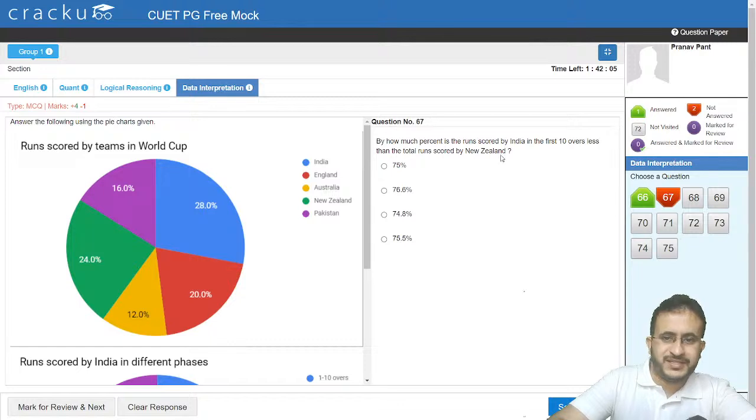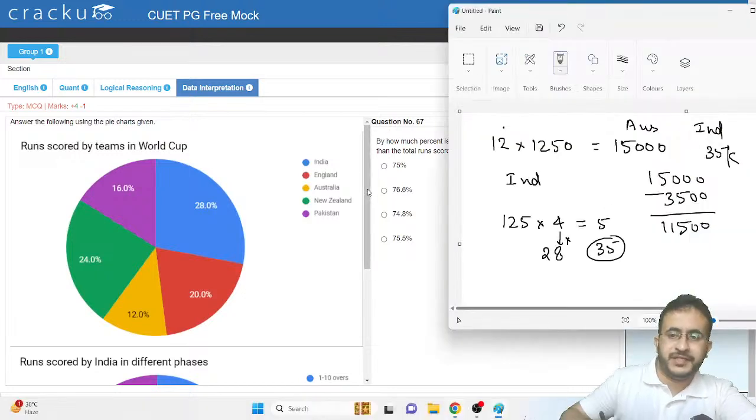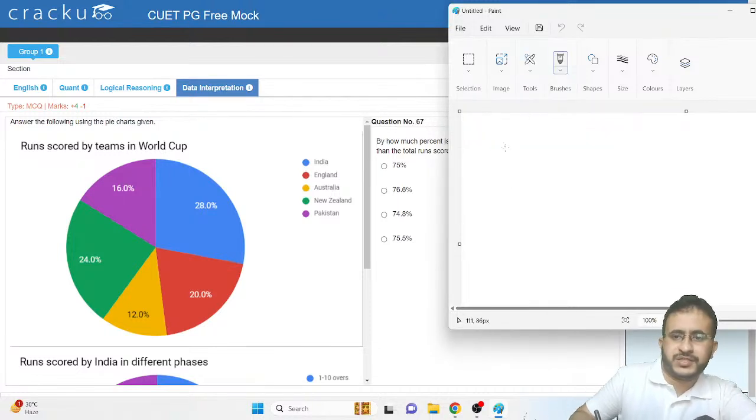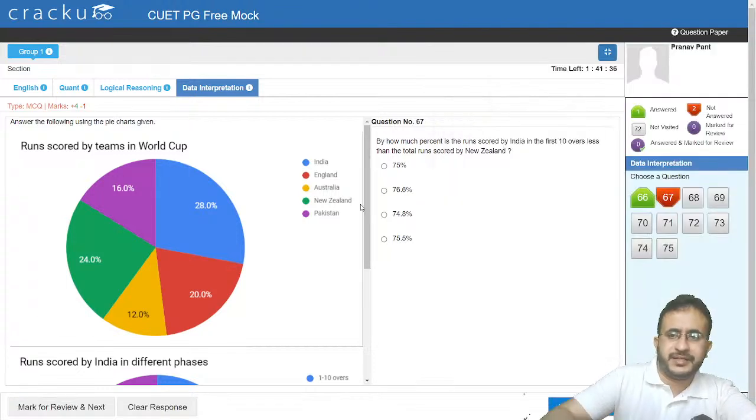How much percent is the runs scored by India in the first 10 overs less than the total runs scored by New Zealand? Now see this, we generally do less than percentage. What are we doing? We are doing minus. So we can just simply do this thing. I'll tell you a way to attempt this question. Suppose total is anything, okay? Let's take total as 100. India's total in that is how much? India's total is 28%, okay? India's is 28% and in the first 10 overs it is 20% of that.